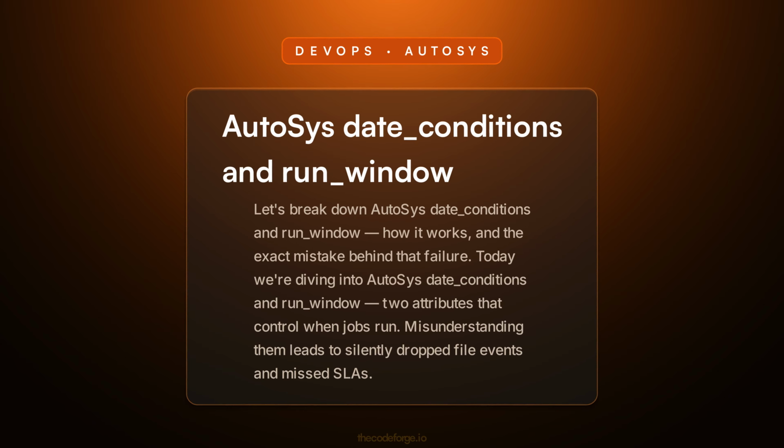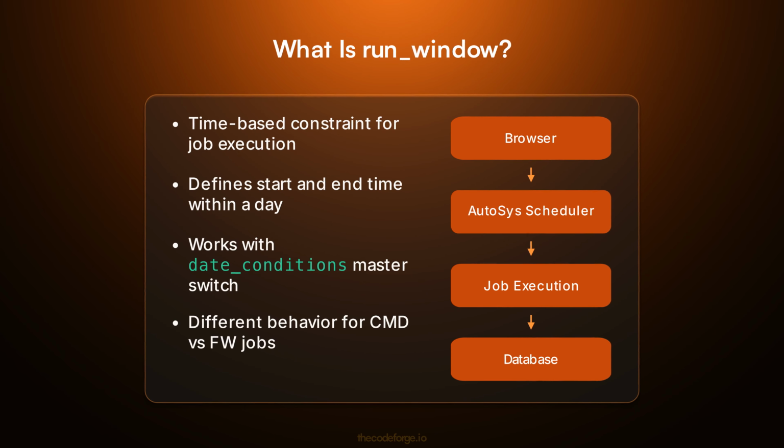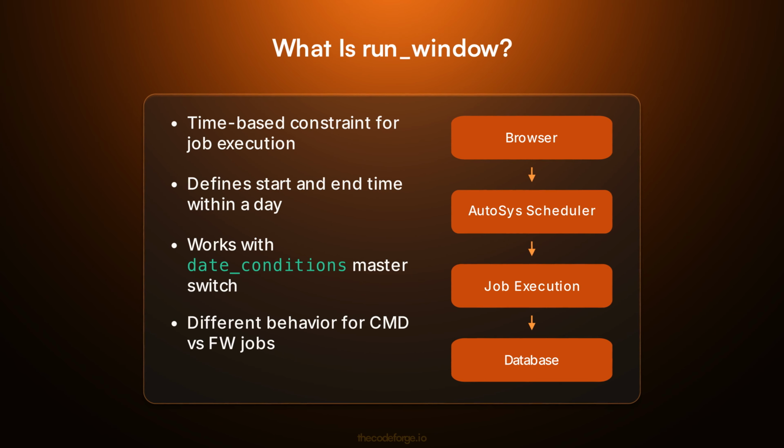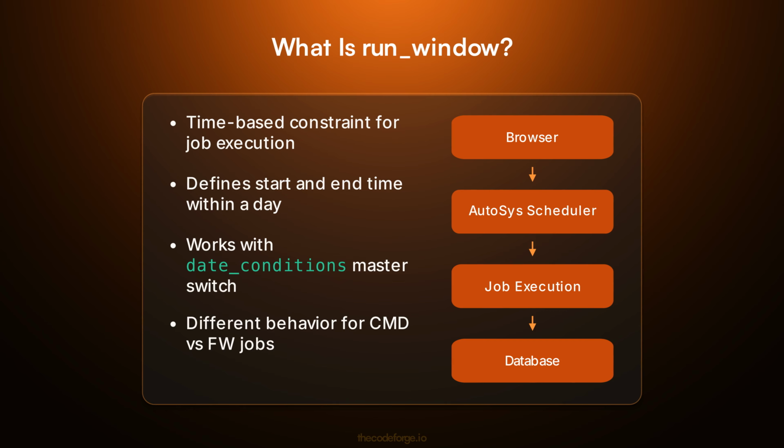Today we're diving into AutoSys date conditions and run window, two attributes that control when jobs run. Misunderstanding them leads to silently dropped file events and missed SLAs. AutoSys is an enterprise job scheduler. Its run window restricts when a job can start. Date conditions is the master switch. Set it to 1 to enable time-based scheduling. Together, they give precise control, but misuse causes silent failures.